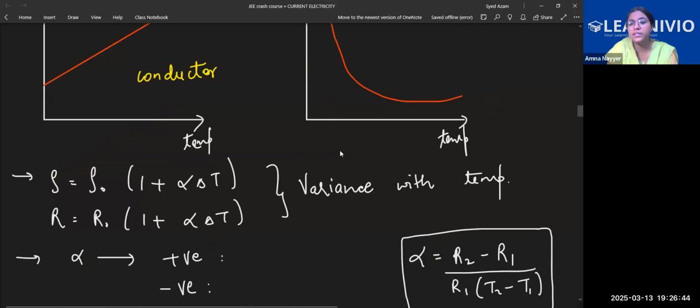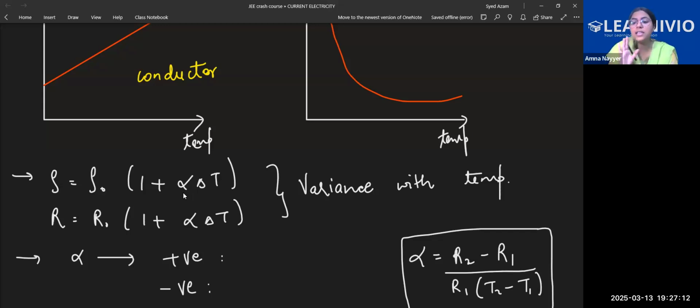Now, regarding the resistivity's variation and resistance's variation: rho is equal to rho naught (1 plus alpha delta T), and R is equal to R naught (1 plus alpha delta T). What are these rho and R? These are the resistivity or resistance at a certain temperature. Delta T is the change in temperature. Alpha is the coefficient of resistance here, and here the coefficient of resistivity.